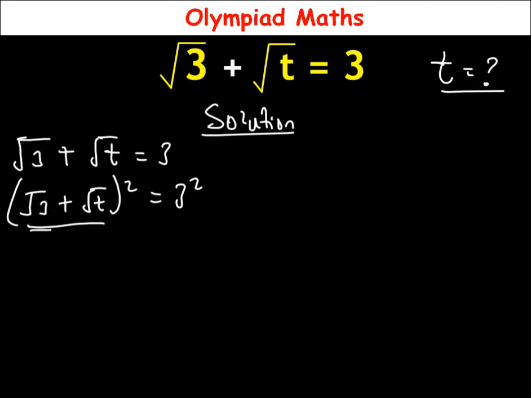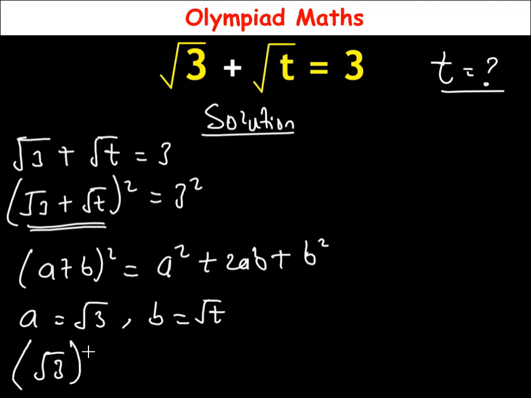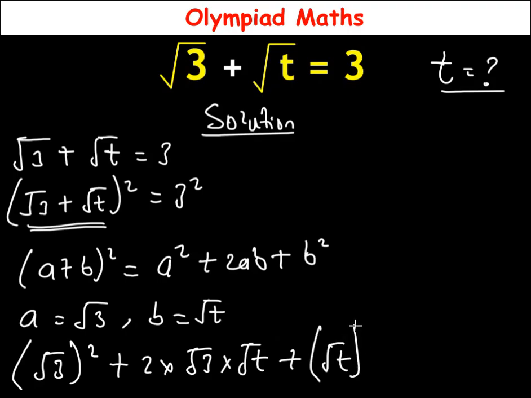Now looking at this, it is in the form of a plus b all squared, and a plus b all squared is equal to a squared plus 2ab plus b squared. In this case, the value of a is root 3, and the value of b is root t. So putting a as root 3 and b as root t into this, we have a squared becomes in brackets root 3 all squared, plus 2 times a, which is root 3, times b, which is root t, plus b squared, root t all squared, is equal to 3 squared, which is 9.